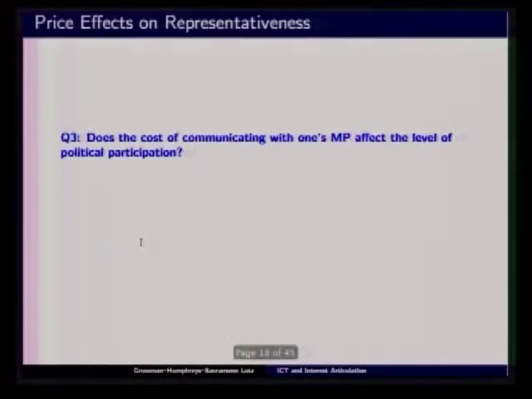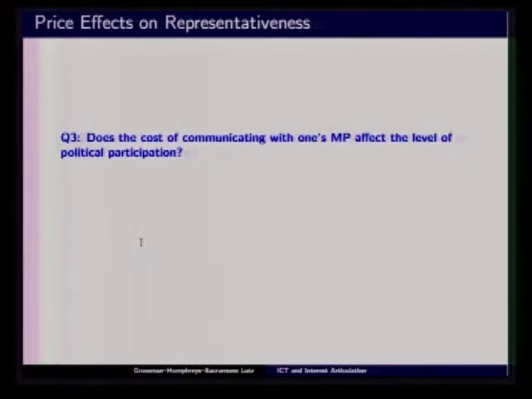The third question we're going to be addressing in the paper is the following. When we design a platform of communication, there are many aspects of the system that can affect usage and how people use it. So in this study, we're going to focus on one design element of the system, which we think is fundamental, which is basically the cost.